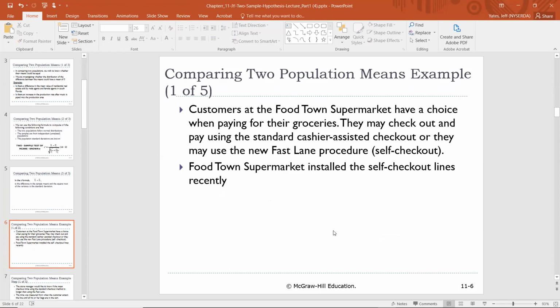Let's take an example. Customers at the Food Town supermarket have a choice when paying for their groceries. They may check out and pay using the standard cashier, or they may use a new fast lane procedure. So self-checkout, we see this stuff all the time, right? Obviously we think, based on what we see in the real world, that more likely than not the fast lane is probably faster, but that may not be the only driver here. What we're looking for in this example is, is it any faster? We're not looking for, is it cheaper to run than having people on the cashier? In other words, is it cheaper to have cashiers versus these, or a combination? That's not the analysis. The analysis is, is it any faster?